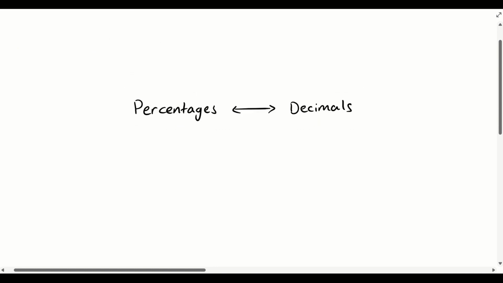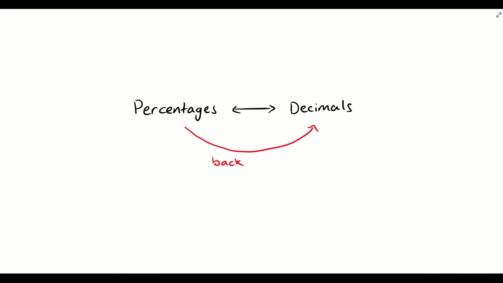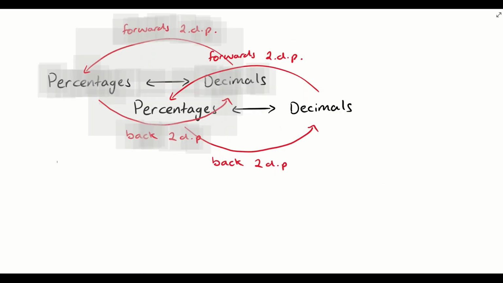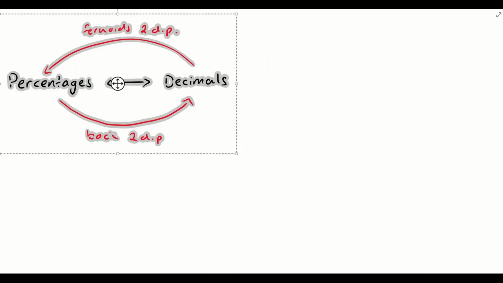Now, if we want to go from percentages to decimals, we move our decimal point back 2 places. So go back 2 decimal points. And if we want to convert decimals to percentages, we go forwards 2 decimal points. Now this will make a little bit more sense in just a second when we look at an example. So we'll give ourselves some room. Now that we've drawn that, we'll pop that over there.